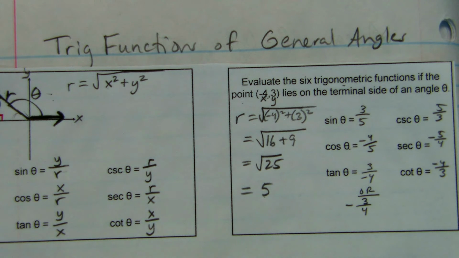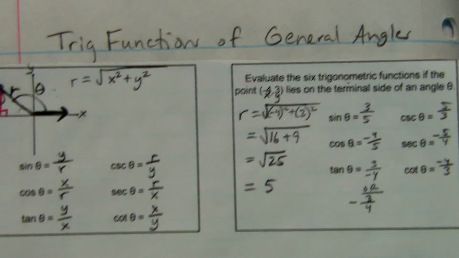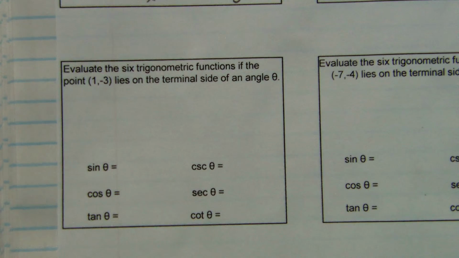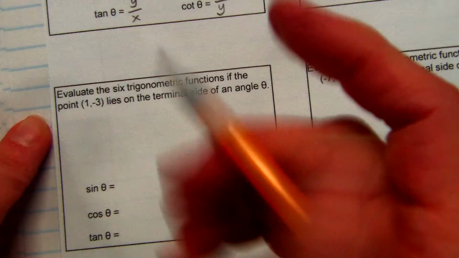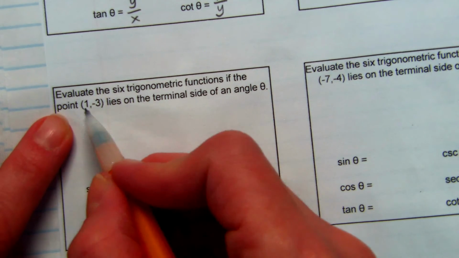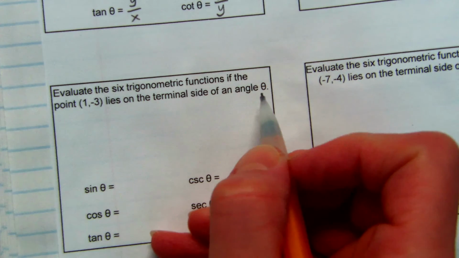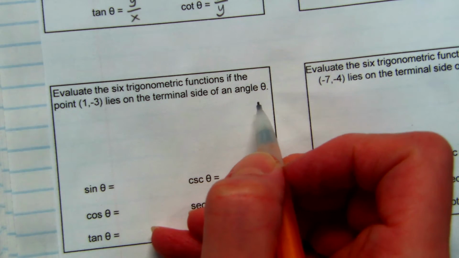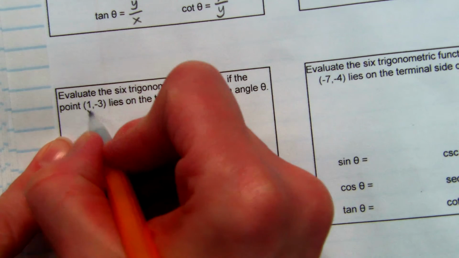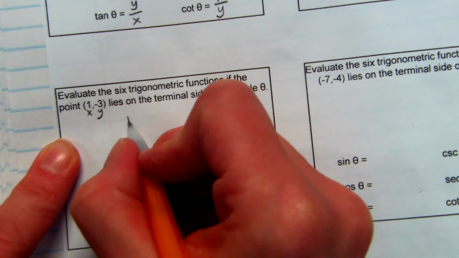We've been doing radicals for a while, but some of these will be a tiny bit more complicated because of dealing with the radicals. So if we go on to the next slide, it says evaluate the 6 trigonometric functions if the point (1, -3) lies on the terminal side of angle theta. So this is my x, this is my y, and then we have to calculate r.